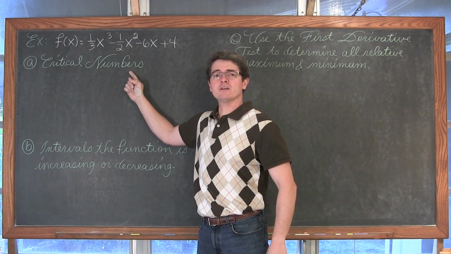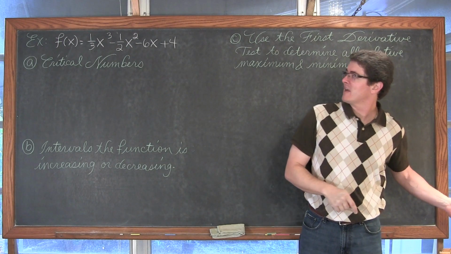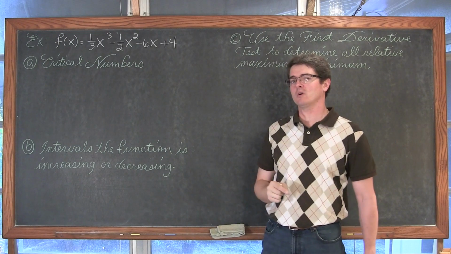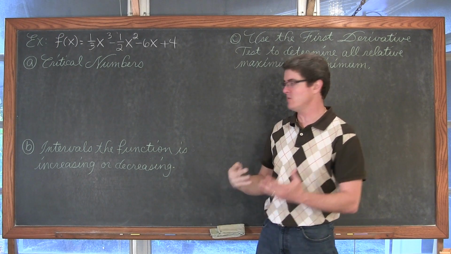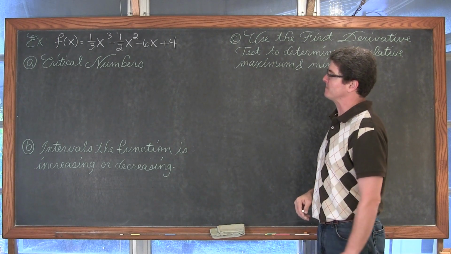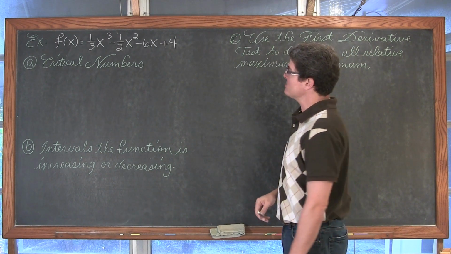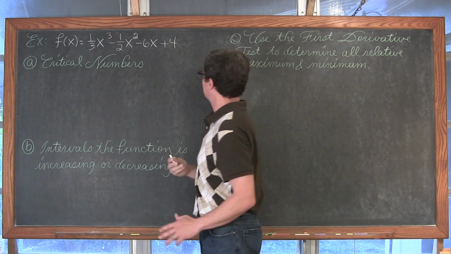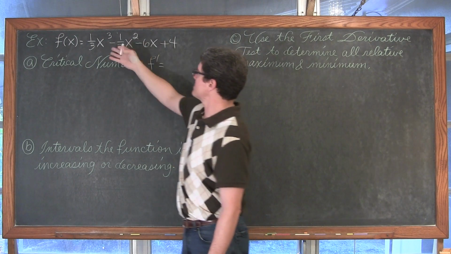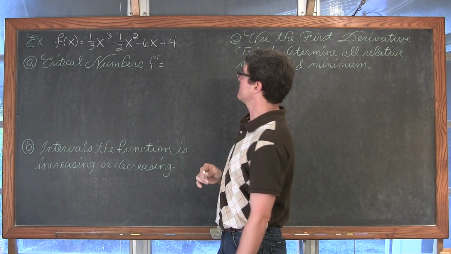Let's get critical. We've got f of x equals 1/3 x cubed minus 1/2 x squared minus 6x plus 4. I want to find all the critical values so I can use them to find the intervals where the function is increasing or decreasing. I'm not going to start off with a really hard example, so we need our first derivative, f prime. This is just a very basic polynomial.